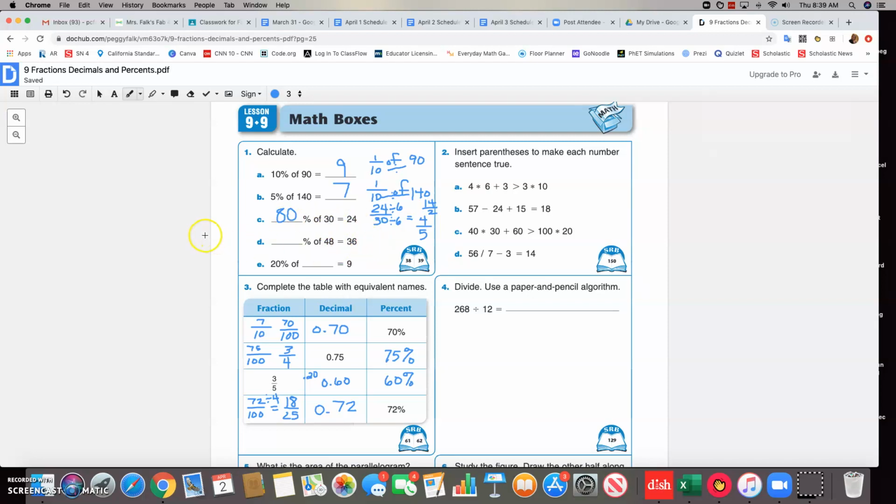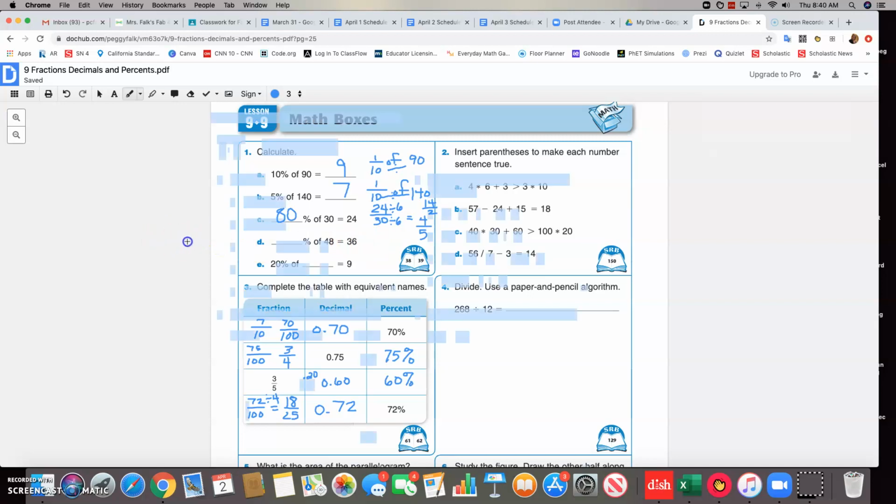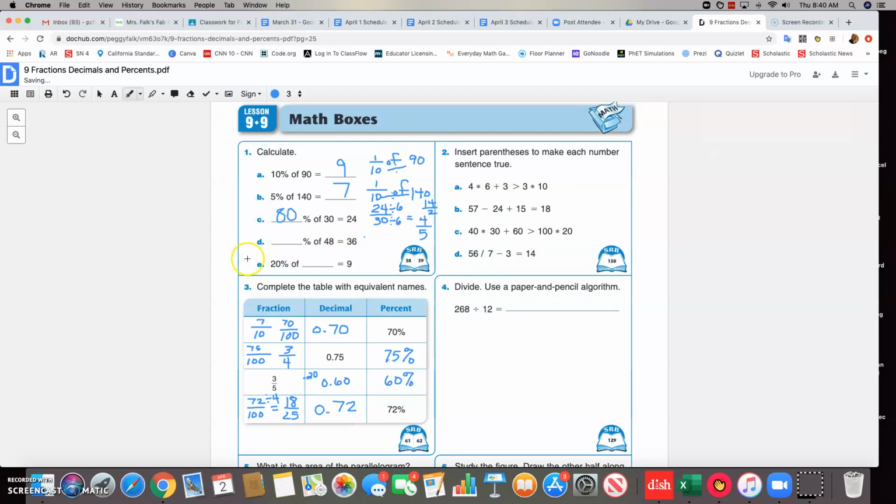Okay, D is the same way. I'll show it over here though. Okay, my whole, whoops. I'm going to make a fraction. Okay, of 48, sorry, is my whole number. That's the denominator. 36 is my part. So 36 is what percent of 48?